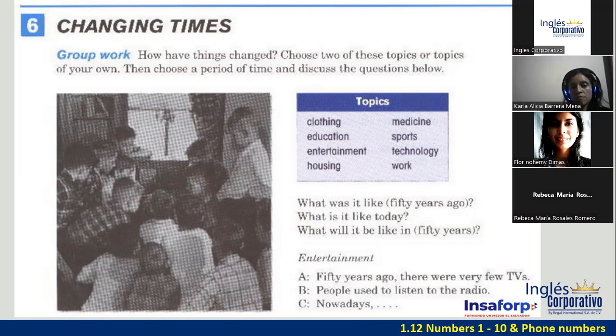Well, we have, what was it like, in this case, 50 years ago, 100 years ago, 20 years ago, right? What is it like today? What will it be like in 50 years? So that is going to be in the future, right? So we have different topics: clothing, education, entertainment, housing, medicine, sports, technology, and work. Okay, do you have questions about the vocabulary words?